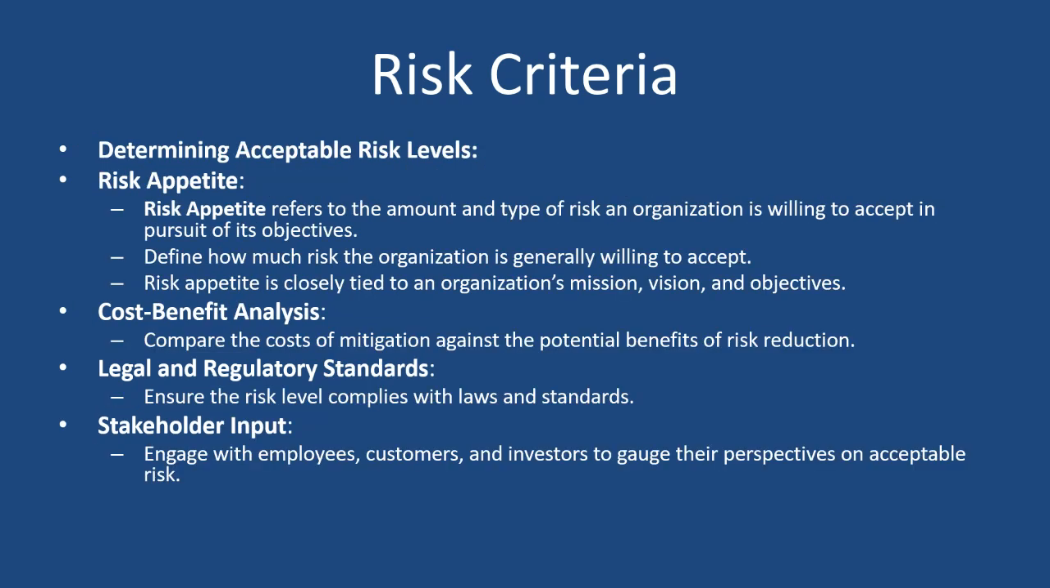Okay, so we need to determine the acceptable risk levels and risk criteria, and one measure of determining that is the risk appetite. It refers to the amount and type of risk the organization is willing to accept in the pursuit of its objectives. So we need to determine how much risk the organization is generally willing to accept. The risk appetite is generally tied to the organization's mission, vision, and objectives. When we are implementing a mitigation against a risk, we need to do a cost-benefit analysis. We need to compare the cost of the mitigation against the benefit, or the risk reduction it is going to bring to the business.